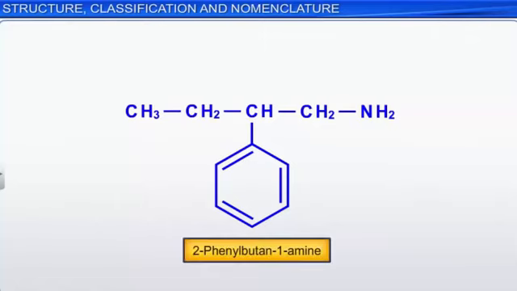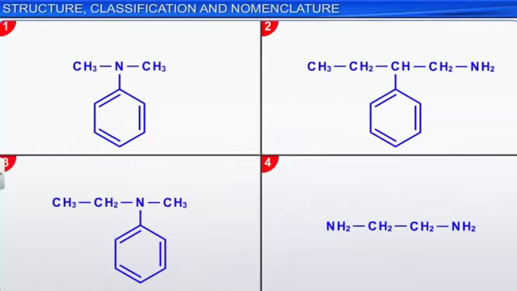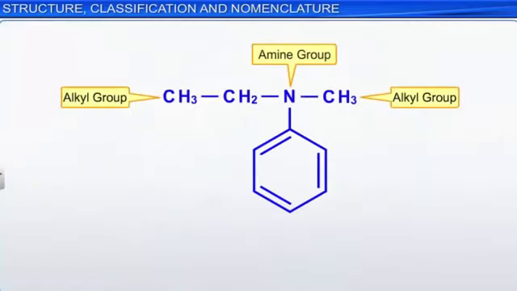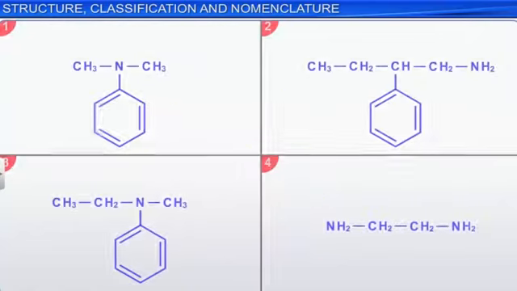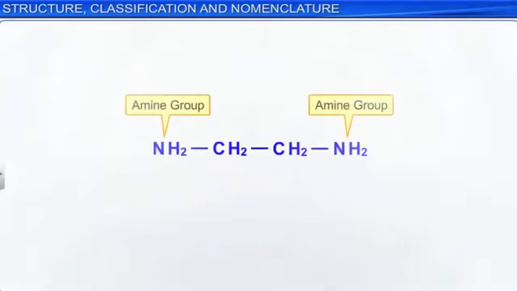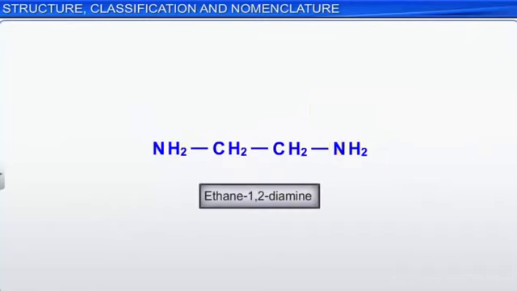In the third structure, an amine group is present on the benzene ring and alkyl groups are present as side chains. Hence, it can be named N-ethyl-N-methyl-aniline. In the fourth structure, as two amine groups are present on the two adjacent carbon atoms, the compound can be named as ethane-1,2-diamine.